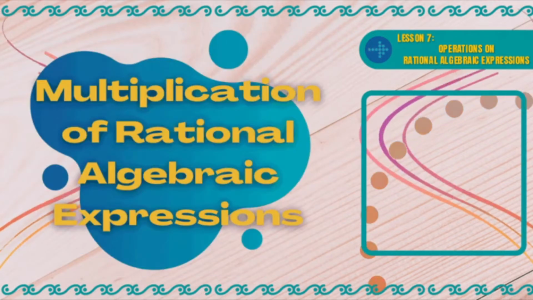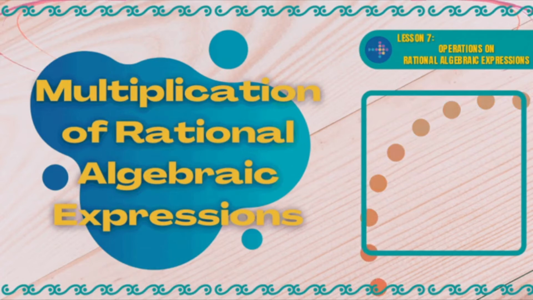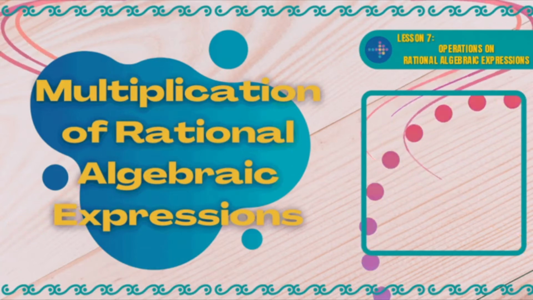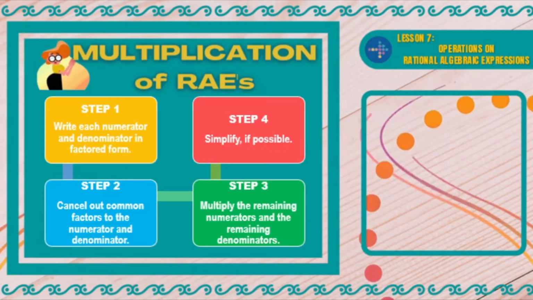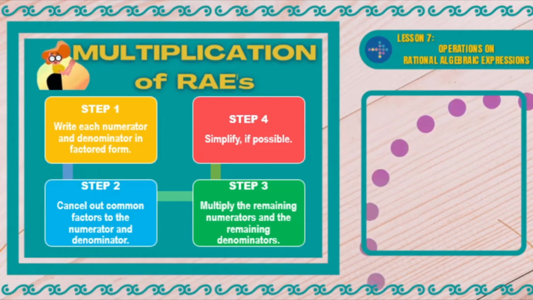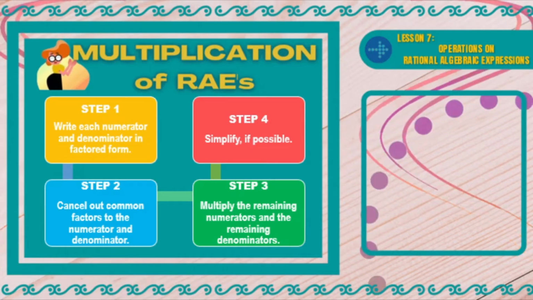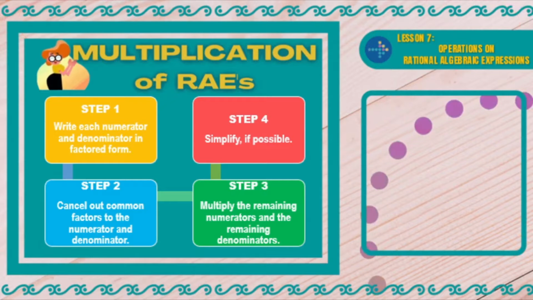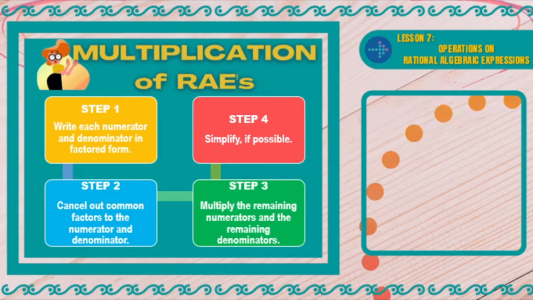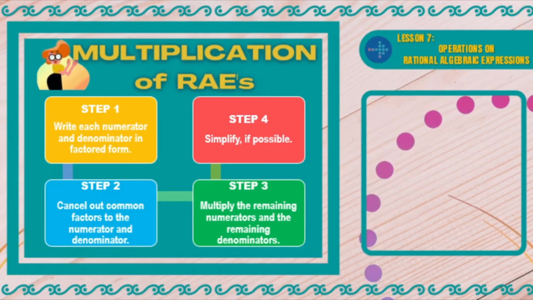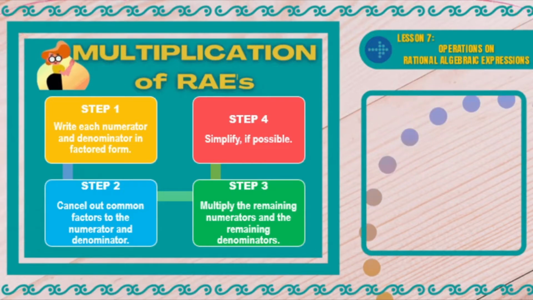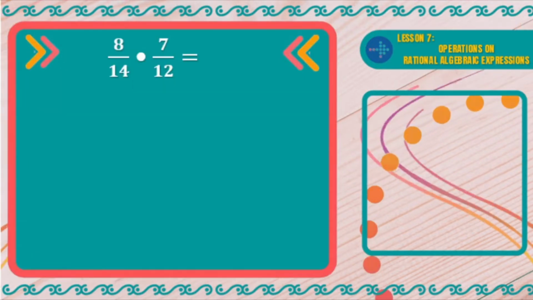So today, we're going to discuss operations on rational algebraic expressions, and first is multiplication. In multiplying RAEs, we first write each numerator and denominator in factored form. Second, cancel out common factors in the numerator and denominator. Then step 3, multiply the remaining numerators and the remaining denominators. Then step 4, simplify if possible. So it is like multiplying fractions.